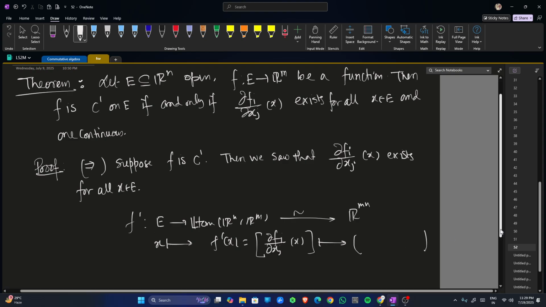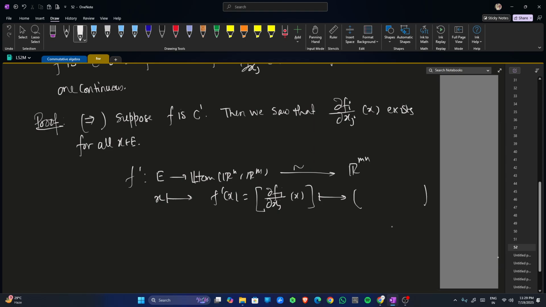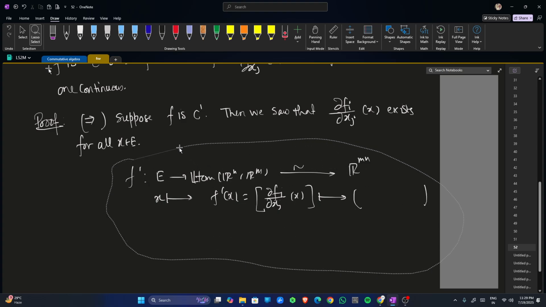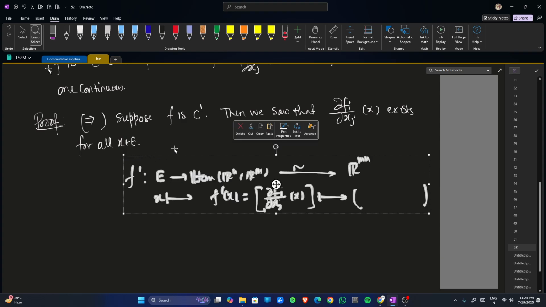Then done. This is the easiest proof, but we don't want to write this proof. You can actually do it that way. It is an easier one.